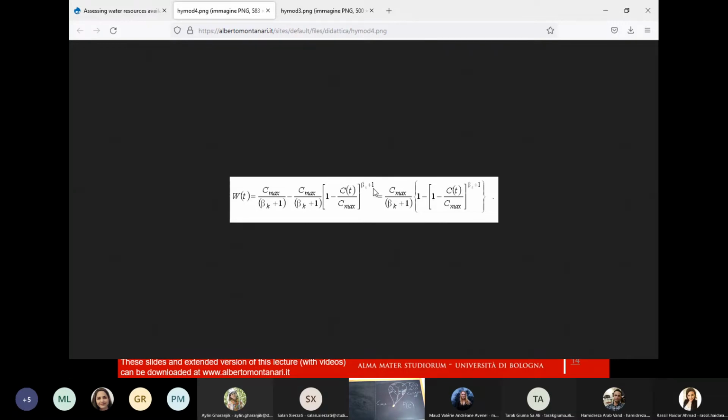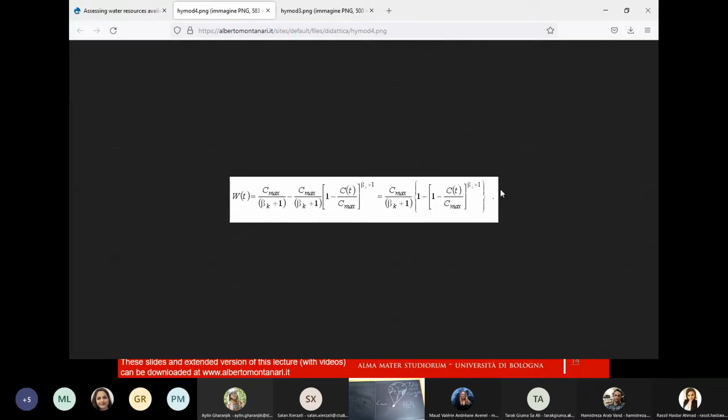It's just a subtraction. It would be nicer if I did it on the blackboard, but I hope that you got it. And then I can take the common factor, C max divided by beta k plus 1, which multiplies 1 minus the square parenthesis to the power of beta k plus 1. So the result for the storage is quite easy.